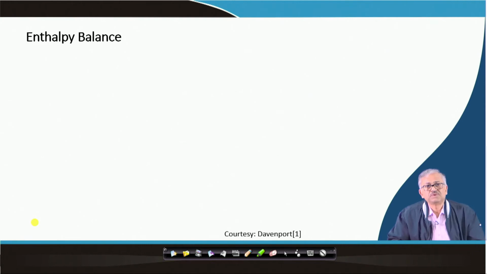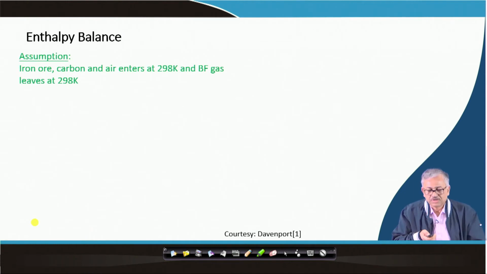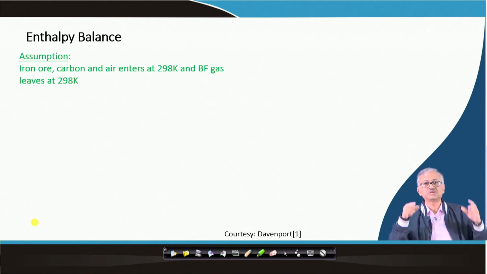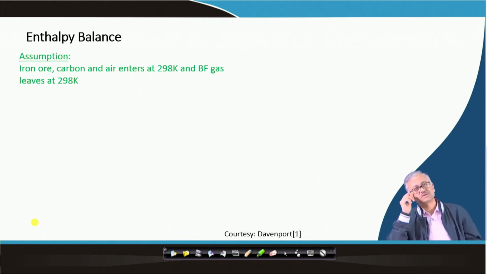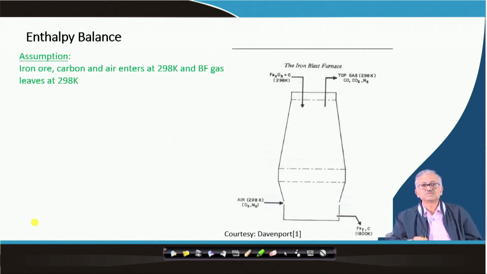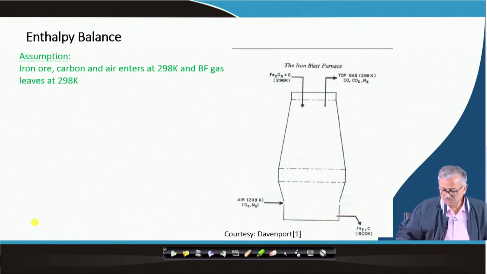So, let us do the enthalpy balance also, because without a heat balance the blast furnace will not operate. Now, what are the assumptions? We will make an overall heat balance of the blast furnace, and we will make a very simplistic assumption. We are considering that the iron ore, carbon and air are all entering at 298 Kelvin, that means 25 degrees centigrade, room temperature, and the blast furnace gas is also leaving at room temperature.